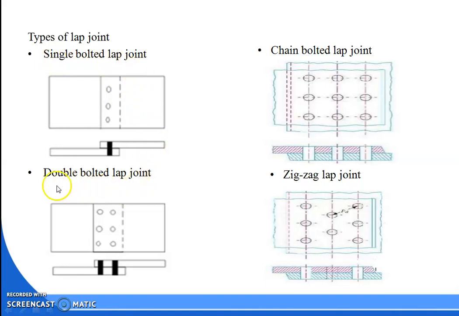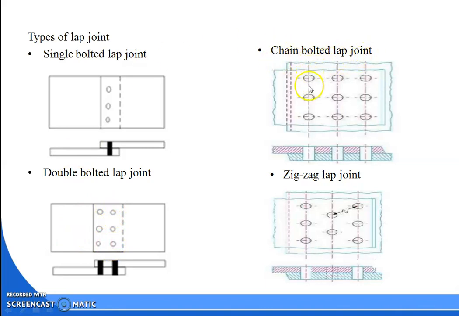Then second one is your double bolted lap joint. You can see in this figure, these two plates are overlapping with each other by two vertical bolting connections, and in each line there are 3 bolts provided. Correct? The next one is your chain bolted lap joint.